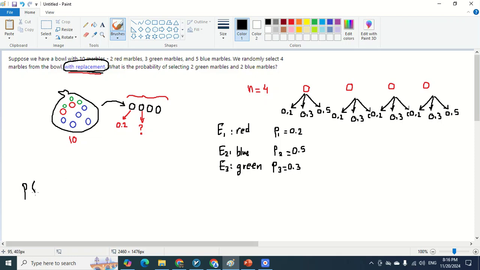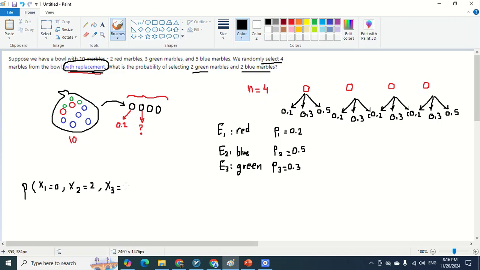What is the probability of selecting 2 green and 2 blue marbles out of 4 selections? The number of red marbles, x1, will be 0, because we don't want any red ones. But x2, the number of blue marbles, is equal to 2, and x3, the number of green balls that we wanted, is equal to 2 as well.